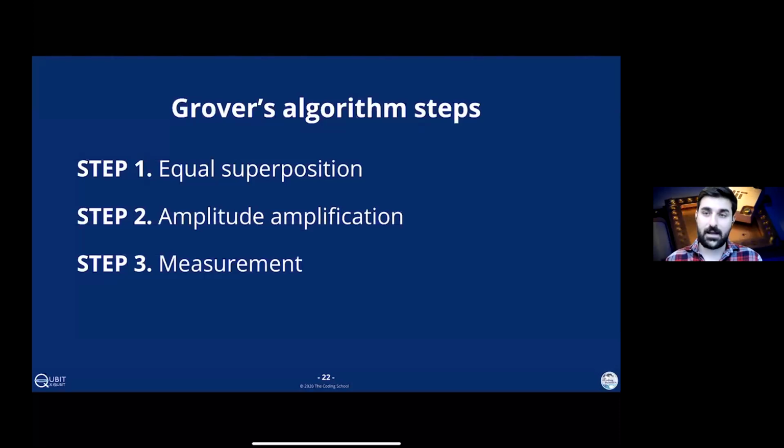So the steps are fairly straightforward. The first step is that we start with an equal superposition of all possible solutions. Then the second step is that we use this amplitude amplification technique, which is something that I conceptually described so far, but we will see in more detail. And then the final step of the algorithm is that we measure the outcome of the quantum circuit, and with high probability, we're going to get the correct answer.